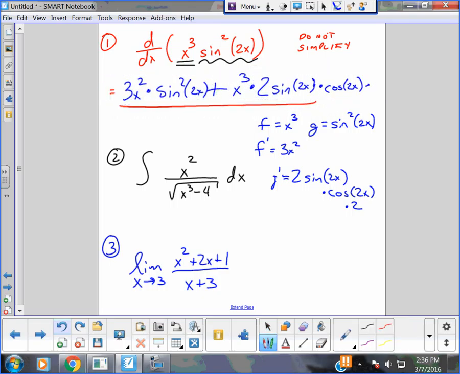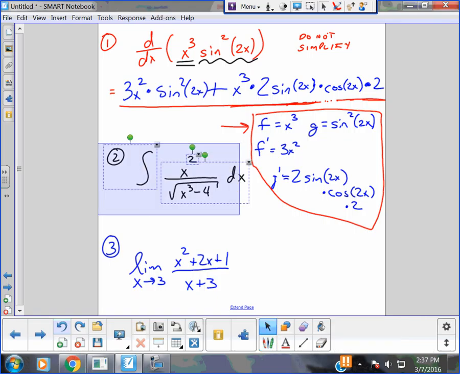And everybody, this is an unsimplified answer. And if you're not seeing the parts, I show down here my selection of f and g and my derivatives, f prime and g prime. I do not typically do this any longer.